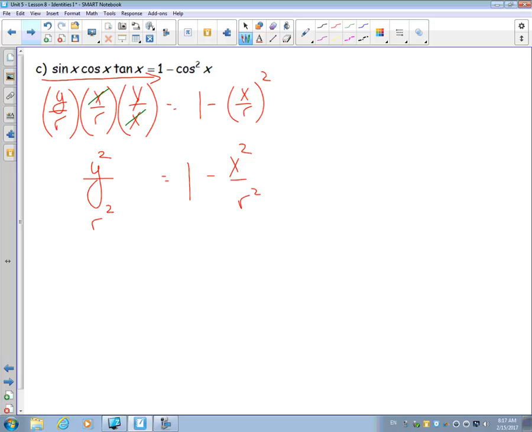Well, this time if I work on the right-hand side, leave my left-hand side alone, I want to subtract fractions. How do I do that? I make a common denominator. So I've got to make it into an r squared. And if I times this by r squared, I've got to times this by r squared. So I hope you would agree with that.